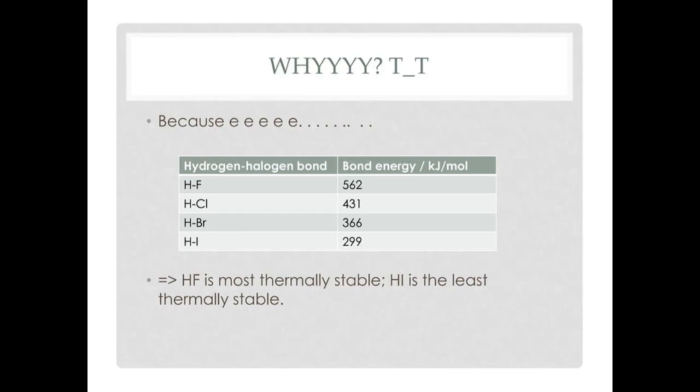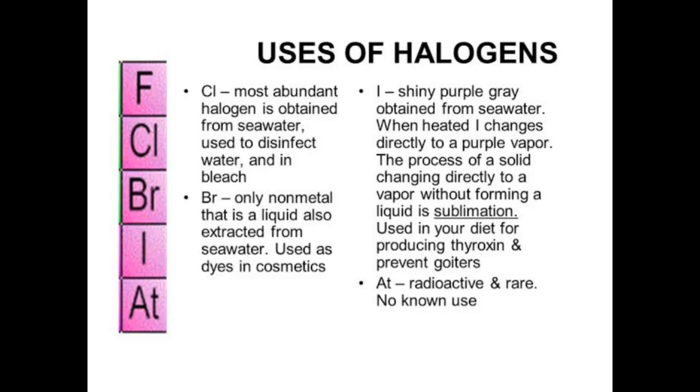A quick reason why we have the reactions in the previous slide that we have mentioned: if you look at the bond energy of HF, HCl, HBr, and HI, you will see that the bond energy is decreasing. So that means that hydrogen fluoride is the most thermally stable, while hydrogen iodide is the least thermally stable.